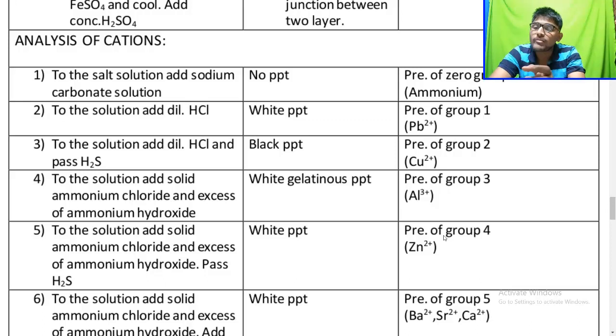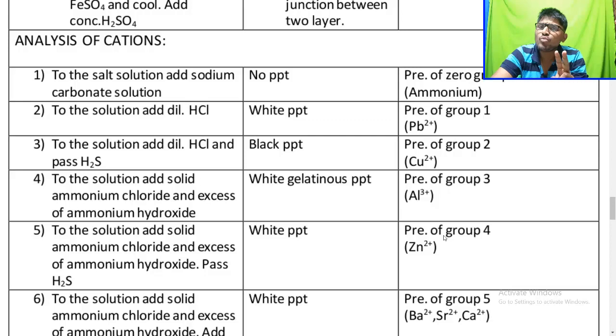So the sodium carbonate test, as I told you, also refer to the soda extract test. Soda extract making is very much important. And here also, to the solution, add dilute HCl. This is the number 1 test for group 1, and it is a white PPT. Then Pb2+ is present, like the first test.